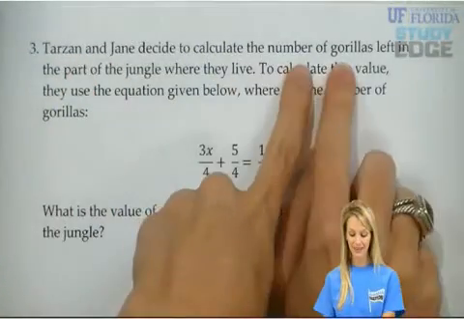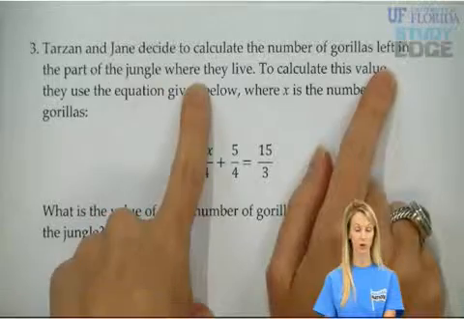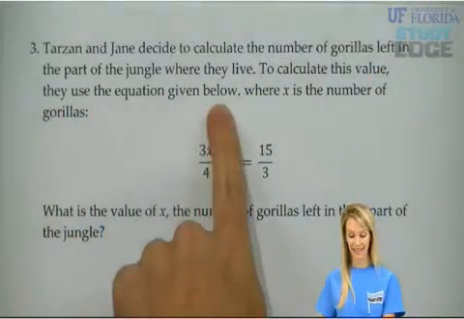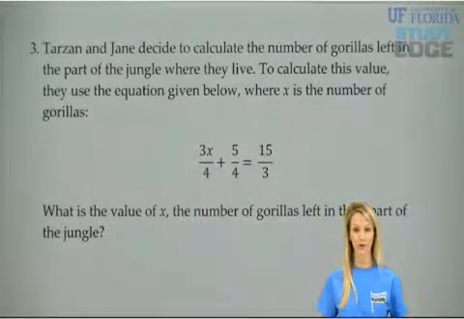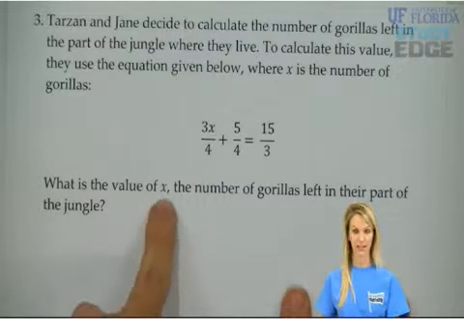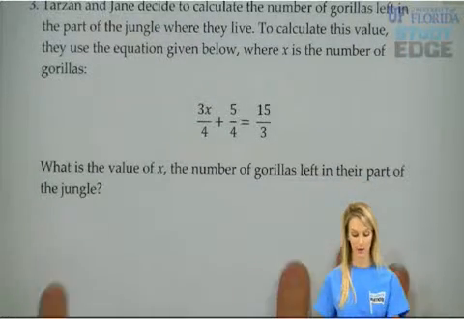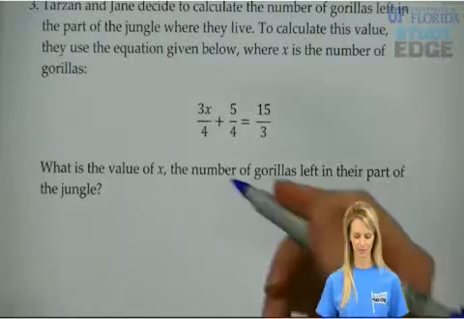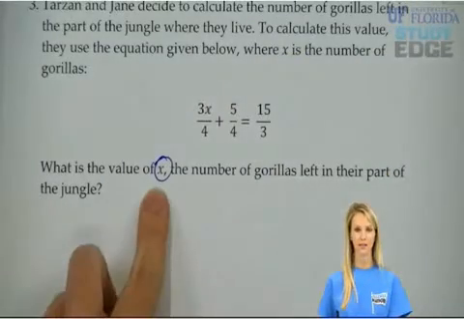Tarzan and Jane decide to calculate the number of gorillas left in the part of the jungle where they live. To calculate this value, they're using the given equation below, where x is your number of gorillas. And we've got a nice equation. What is the value of x, the number of gorillas in their part of the jungle? Well, all we're being asked to do here is solve for x, the number of gorillas.